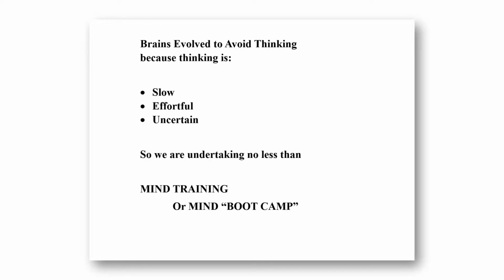So our brains evolved to avoid thinking because thinking is slow, it's effortful, and it's uncertain. Now, we've already heard something about that today. We've heard about how students prefer the multiple choice rather than having to, say, explain what they just read about. That's the uncertainty part. They want something that's quite certain. It makes them feel very uncomfortable because basically they're being asked to do things with their brain that they're not accustomed to doing. It's also slow. It's effortful.